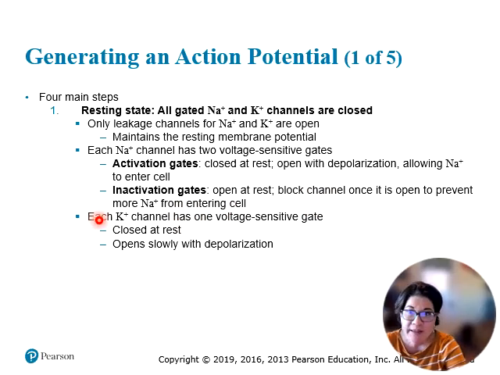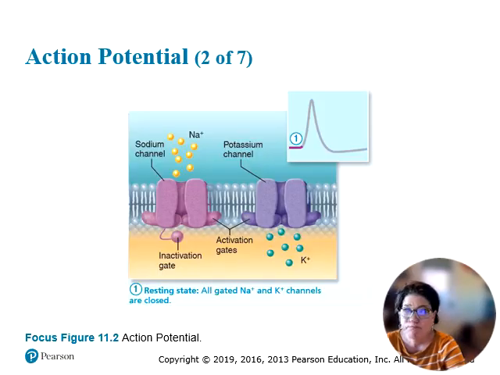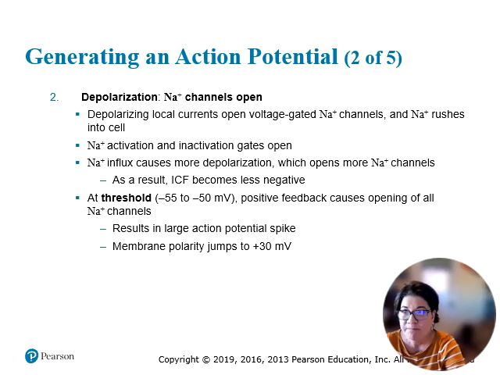Okay, and then each potassium channel has only one voltage gate, and they are closed at rest. They open with depolarization. Okay, so here's the sodium channel resting state. So this is the one that's closed and closed. And this graph is going to help us to see where the action potential is. When it is peaking, that's when the action potential is going through that portion of the axon. So right now we're down here resting at negative 70.